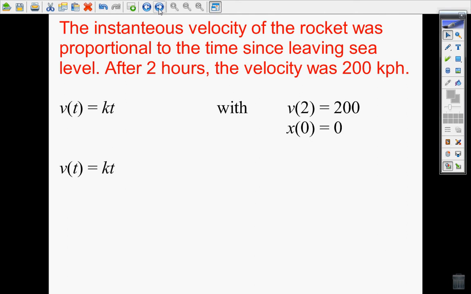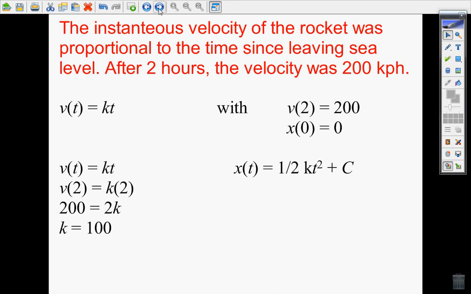Taking our differential equation, V of t equals kt, we plug in the fact that V of 2 is equal to k times 2. Since V of 2 is 200, 200 is equal to 2k, and k is equal to 100. Plugging this into our general solution for our differential equation, we have x of t is equal to 1/2 kt squared plus c, or better yet, 50t squared plus a constant.